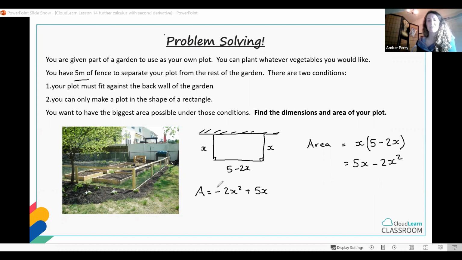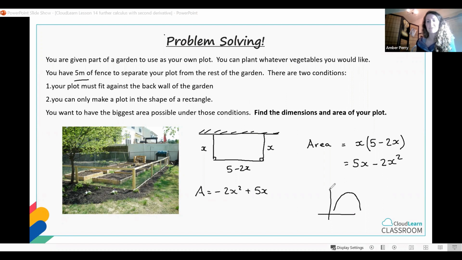And what you'll notice is that my expression for an area is a negative quadratic, isn't it? Because the highest power of x is x squared, and it's got a negative in front of the x squared. So if I was to draw a graph for my area, then my graph would look something like this. It wouldn't look like that because I wouldn't have negative values of x, would I? So I'm going to put it all like that.